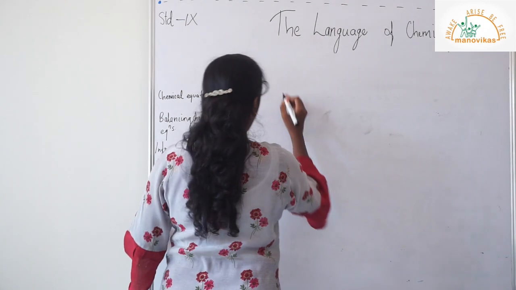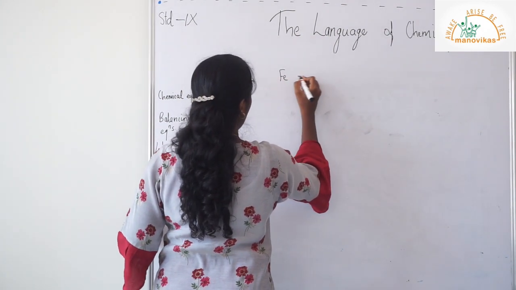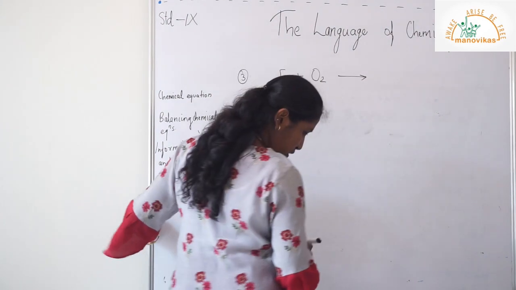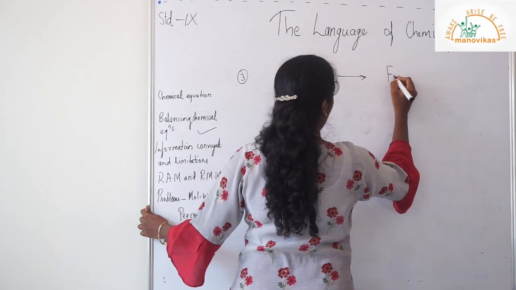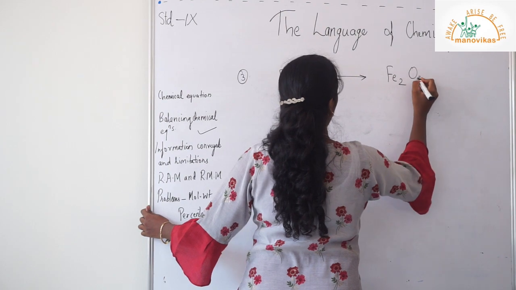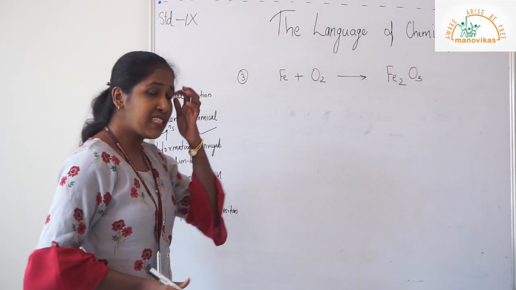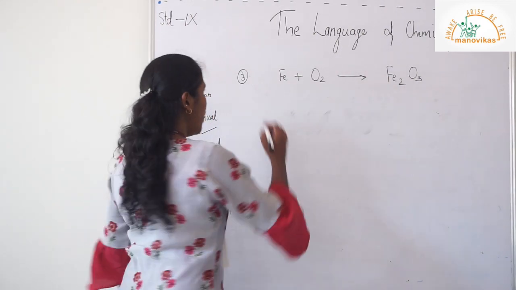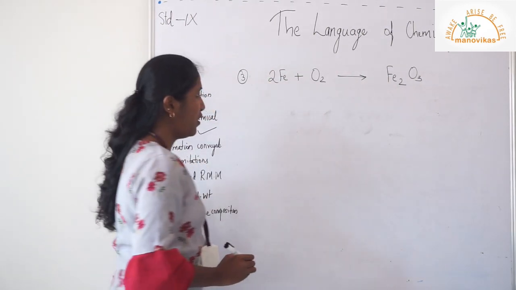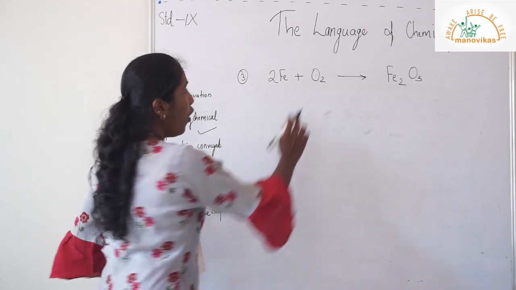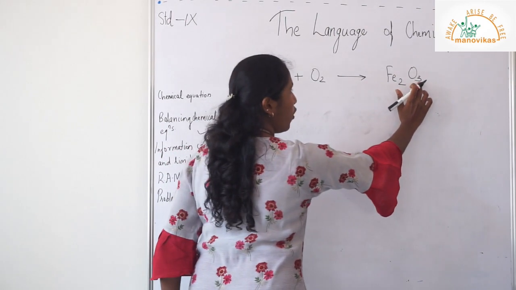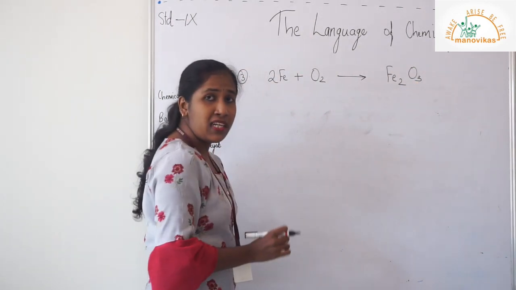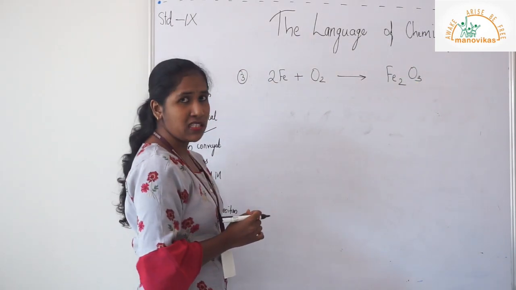You have Fe plus O2 gives Fe2O3. Now in this case, Fe is 1 and here you have 2. So you are going to put 2 over here. So now the moment you put 2, oxygen is 3 and over here oxygen is 2 and here oxygen is 3. So how you are going to balance this?